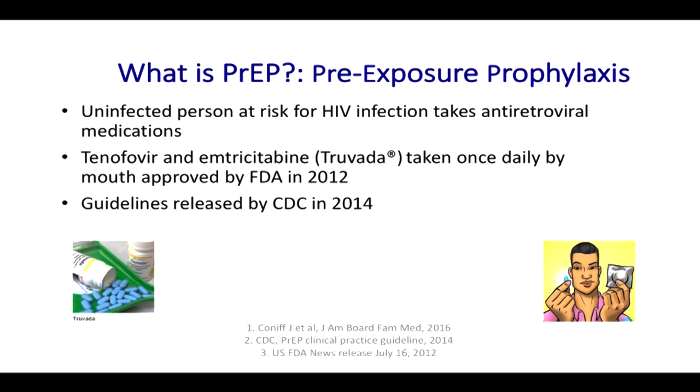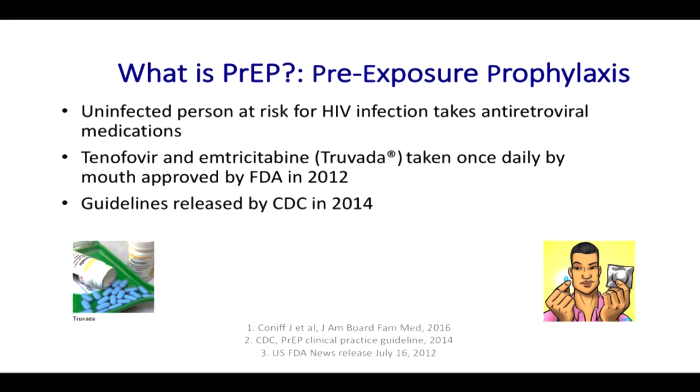So what is pre-exposure prophylaxis? HIV pre-exposure prophylaxis is when an uninfected person who engages in behaviors that put them at risk for HIV infection takes antiretroviral medications. The only medication currently approved by the Food and Drug Administration is tenofovir disoproxil fumarate and emtricitabine. These are two nucleoside reverse transcriptase inhibitors that are co-formulated in a single tablet. This combination was approved by the FDA in 2012 for the indication of pre-exposure prophylaxis against HIV infection.